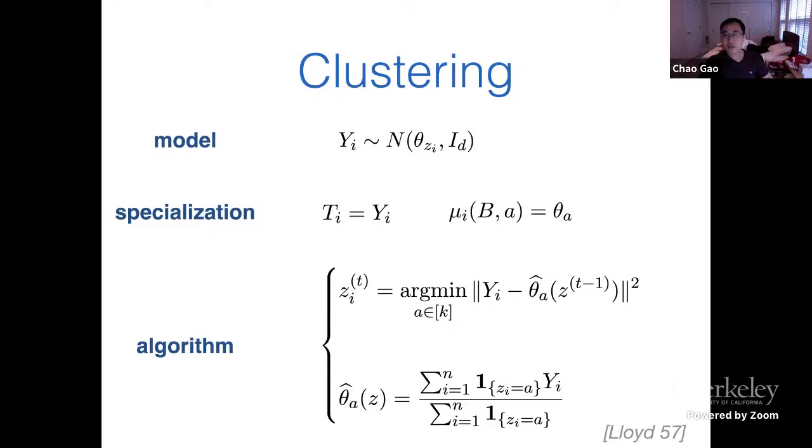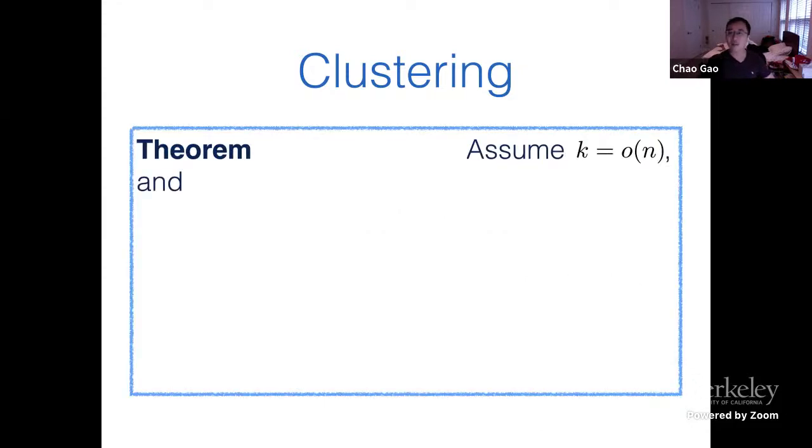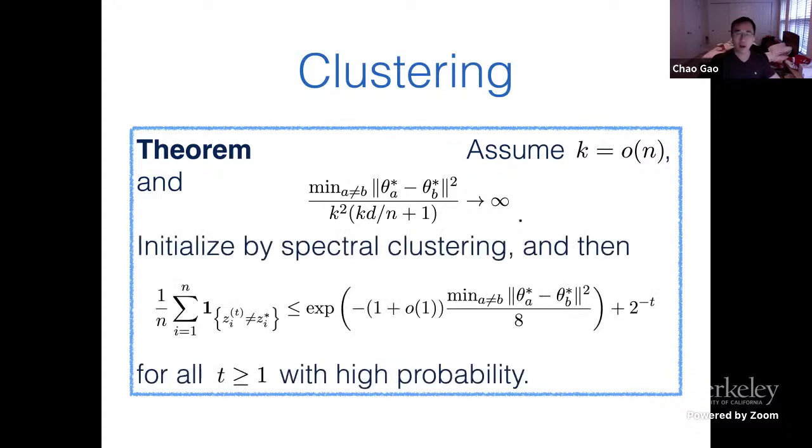And if we specialize the theorem to the context of the Gaussian mixture model, what we get is the convergence guarantee for the k-means algorithm under this setting. Under the assumption that the number of clusters k is of smaller order than the sample size and the signal-to-noise ratio condition holds, you can show that the clustering error in Hamming distance goes down to the minimax rate of the problem with exponential convergence algorithmically, as long as you initialize the algorithm by something good such as spectral clustering.